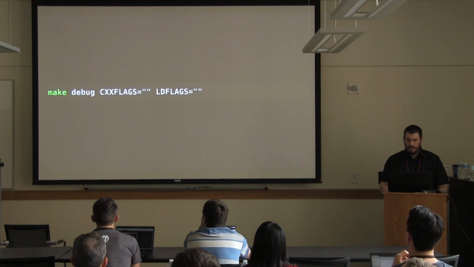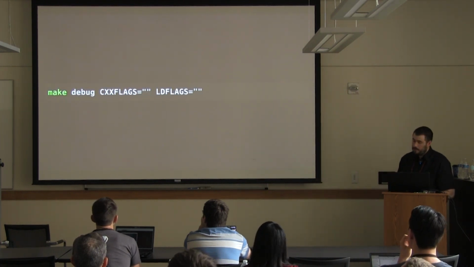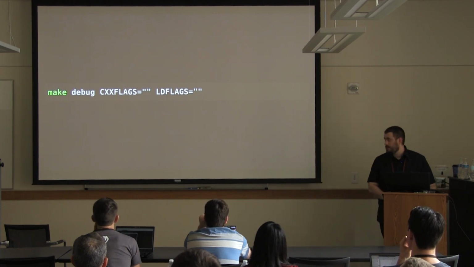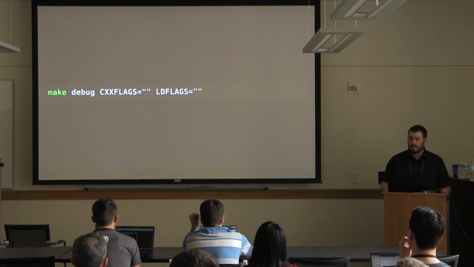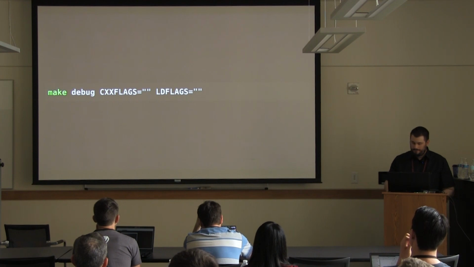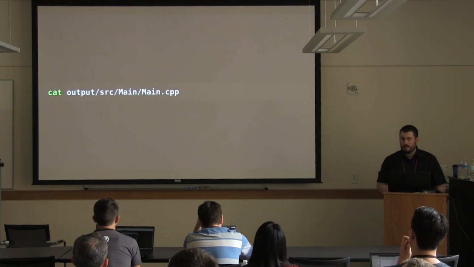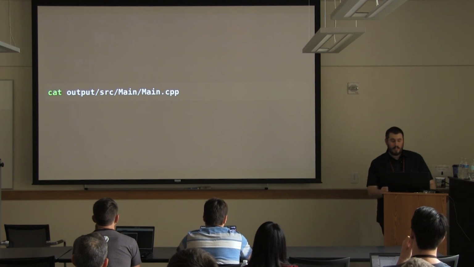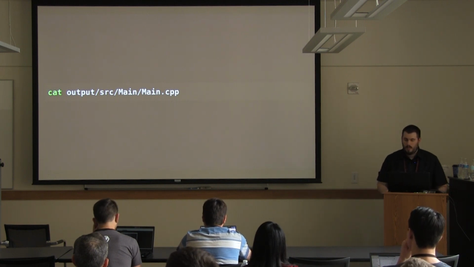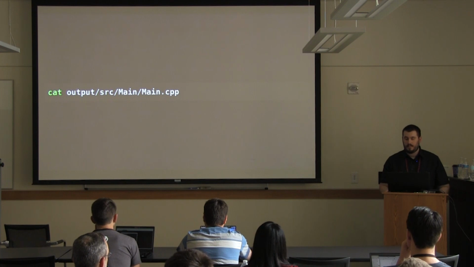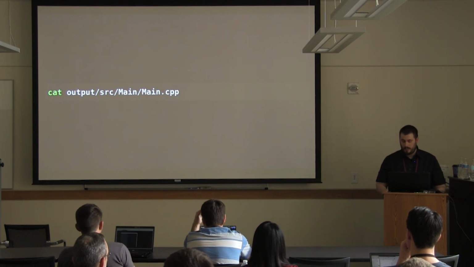So, using the generated makefile and make, you can either build a debug or release version of your project. The makefile allows you to pass any compiler or linker flags that you need. If you do need to debug the generated C++, you can take a look at it in the output directory. This is the C++ that is sent to the compilers such as G++ or Clang.